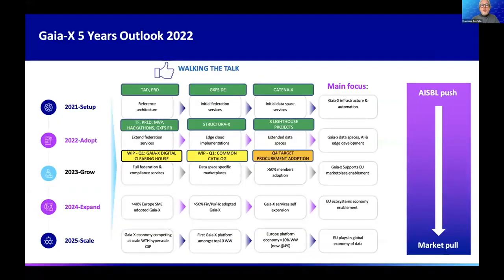In a nutshell, this is our roadmap. We started in 21 with the setup. We continued in 22 with the adoption. And we are now in the growth phase of our 5 years plan. And in the growth phase, we are deploying the clearinghouse. We're going to create a catalog which is already filled up with almost 2,000 services from more than 20 cloud service providers and providers in general across Europe.